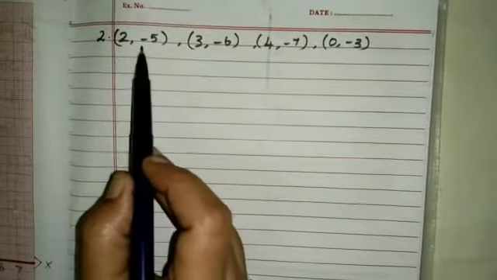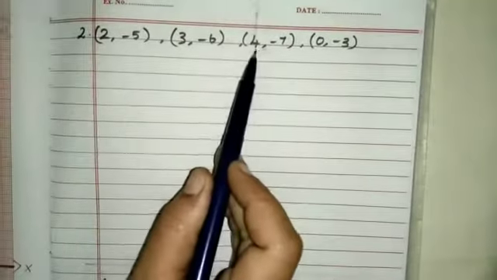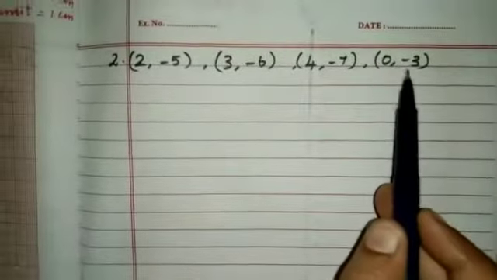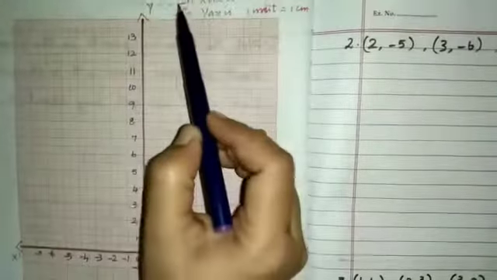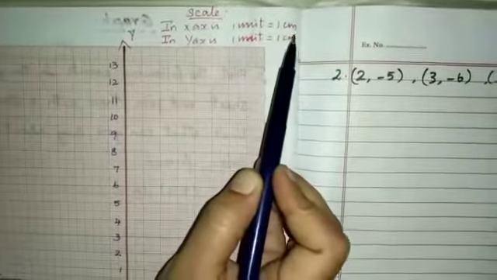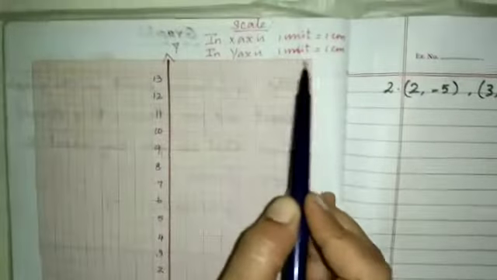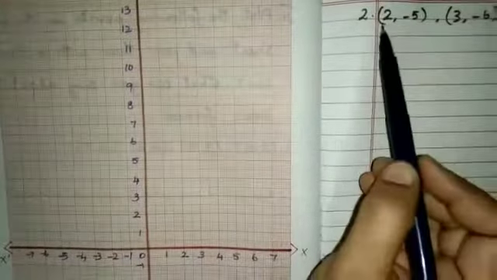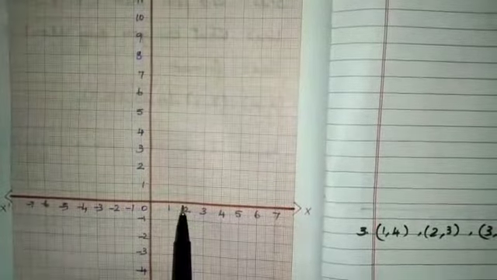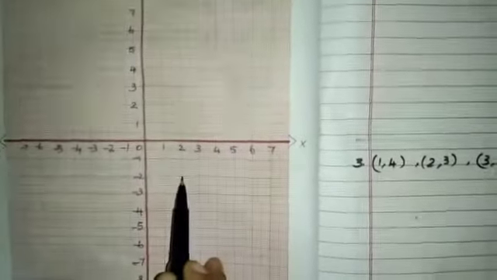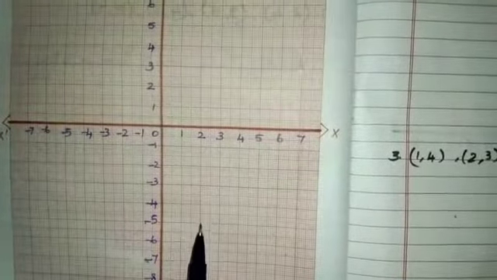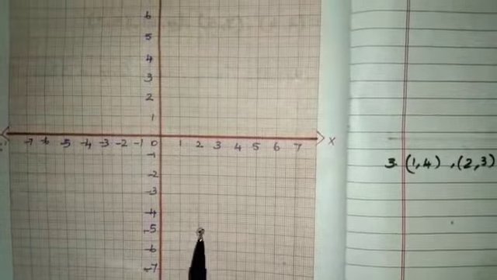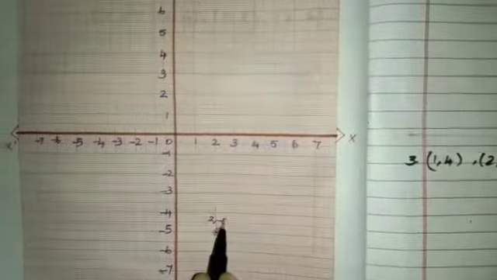Next question is (2, -5), (3, -6), (4, -7) and (0, -3). This is the graph sheet. Here the scale is, on the x-axis 1 unit is equal to 1 centimeter, on the y-axis 1 unit is equal to 1 centimeter. Now plot the points. First point is (2, -5). Here 2 is on the x-axis, -5 means below the number line. So 1, 2, 3, 4, 5. So this is (2, -5).